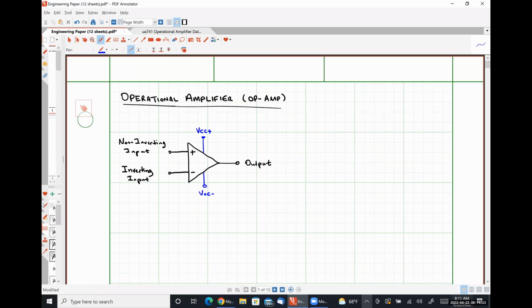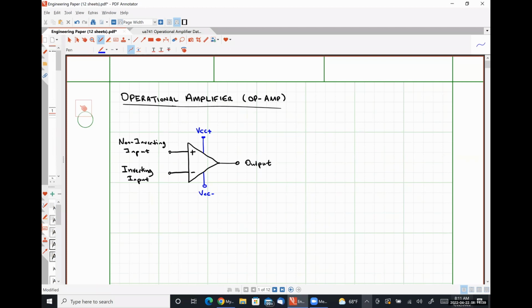So, just to be clear, these two terminals labeled in blue will never show up in our analysis, but they are critically important to the practical function of the op-amp, okay? So that's why I'm bringing your attention to them.